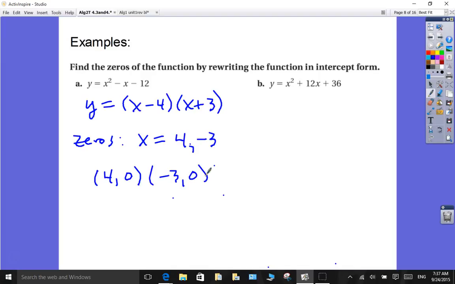How about the next one? What are the factors of 36 that add up to 12? Y equals x plus 6 squared. So the 0 is negative 6. I should say that's x equals negative 6.